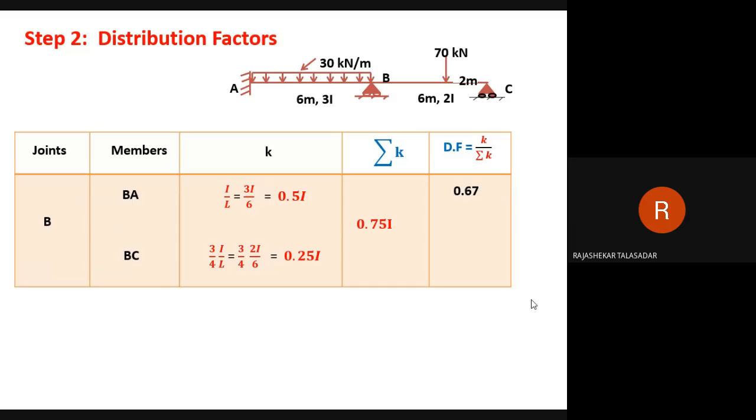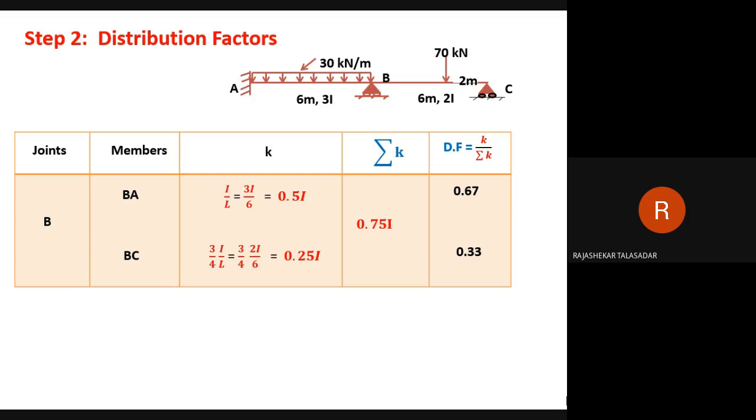Similarly, what is the distribution factor for BC? K of BC divided by sigma K. What should it be? 0.33. Okay, that is 0.33. 0.25 I divided by 0.75 I will be 0.33.